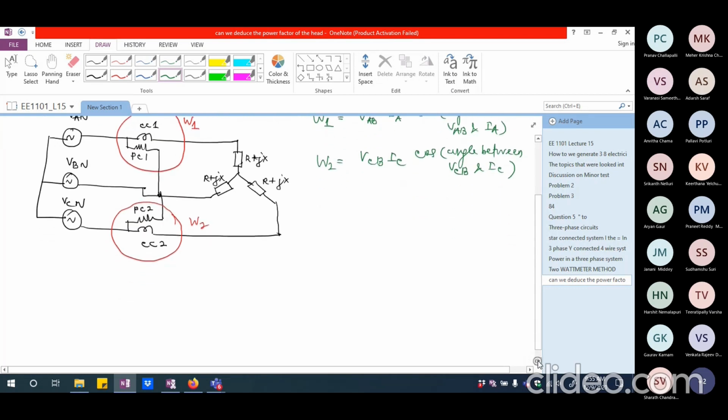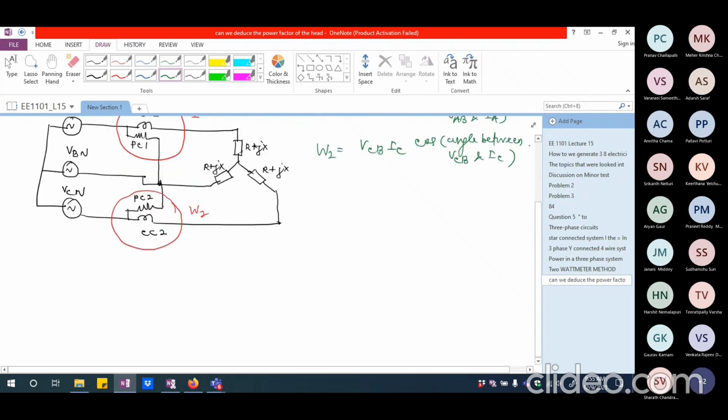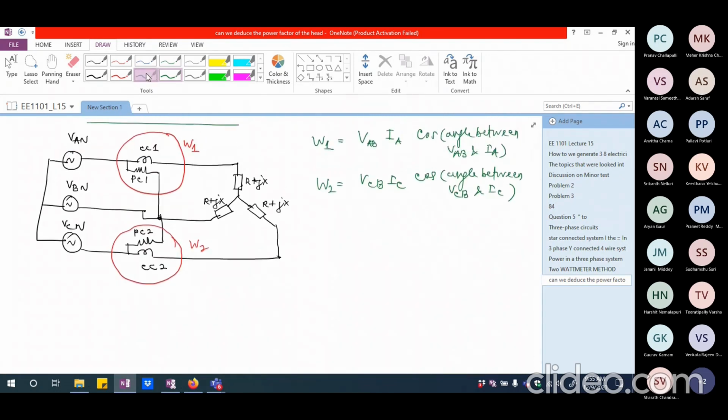Right? So let us try to draw a phasor diagram and then see what is the angle between these two. Okay. So let me try to draw the phasor diagram right here. So let's say I am going to have my VA like this. Okay. And VB will be 120 degrees shifted, but will be having the same magnitude. So let me write VB like this. And I'm going to write VC like this. So this is going to be VC. So VA and VB and VC I have drawn.